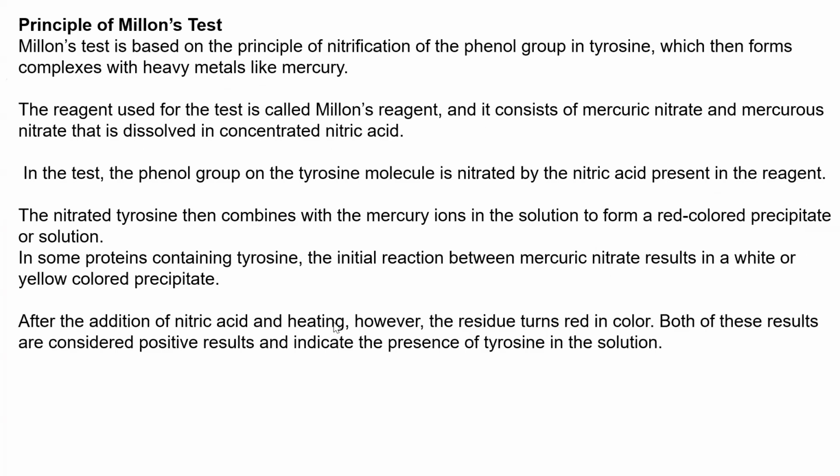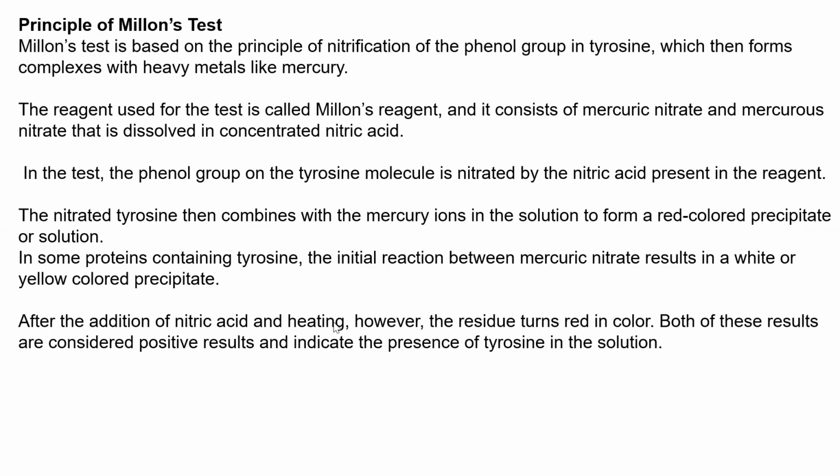So it's through a nitration reaction, which then forms a complex with a heavy metal like mercury. The reagent used for the test is called Millon's reagent, and it consists of mercuric nitrate and mercurous nitrate, which are dissolved in concentrated nitric acid. So it means that Millon's reagent consists of mercuric nitrate, and it also consists of mercurous nitrate dissolved in nitric acid. So there are three components: mercuric nitrate, mercurous nitrate, and then the nitric acid.